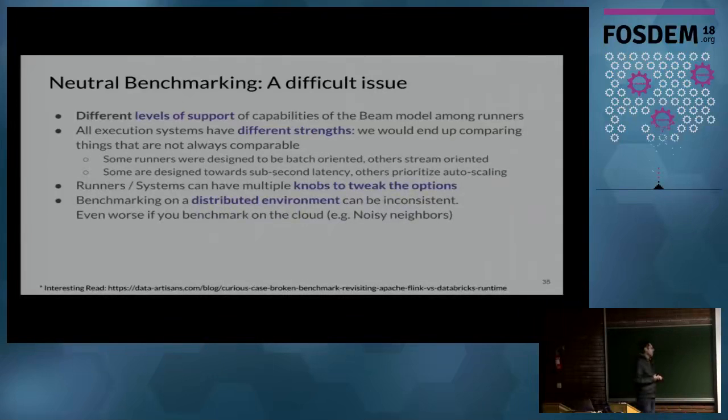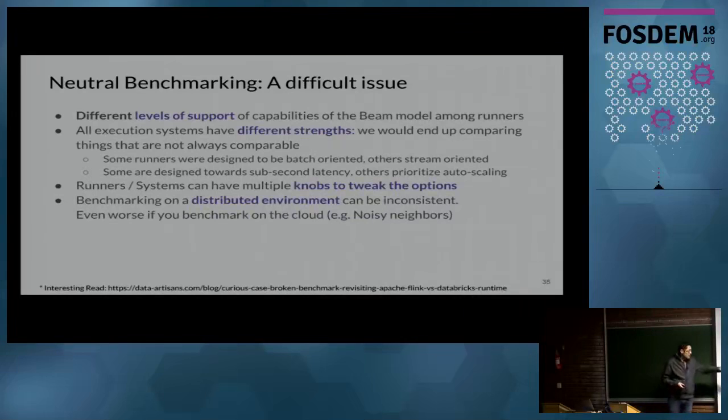Comparing systems is a really tricky thing. First, the implementations of the runners on Beam have different levels of support. Some are way more advanced than the others. Also, these native systems like Spark, Flink, Dataflow, have different characteristics. They were conceived with a different design philosophy, so they are naturally better in some kinds of scenarios. So it's not so easy to compare one to the other.